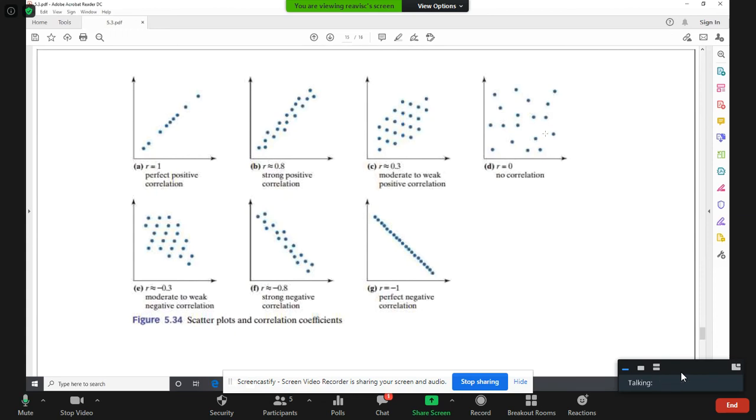And then this one right here is no correlation at all. And that's basically all I want you to be able to do is look at a chart and see, is it strong, perfect, weak, or no correlation at all? Positive or negative. Okay? And that is it.